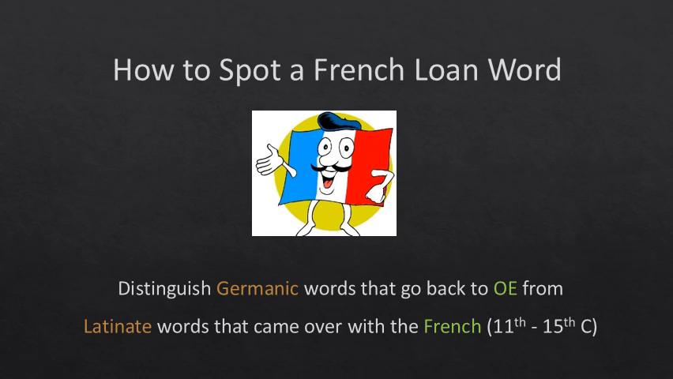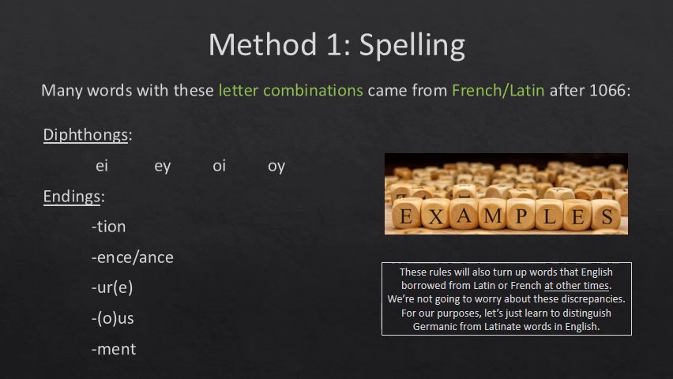So how are you going to go about spotting the French loanword? That is, distinguishing in the language I'm speaking right now which words go back to Old English and are Germanic, and which words that I'm speaking right now are Latinate. Remember that French is an italic or Romance language, meaning it goes back to Latin. Which words am I saying went back to the Norman invasion, came over in those French boats, or were borrowed from the French in the period of Middle English, roughly 11th to 15th century? I'm going to give you 5 methods. Method 1 is spelling.